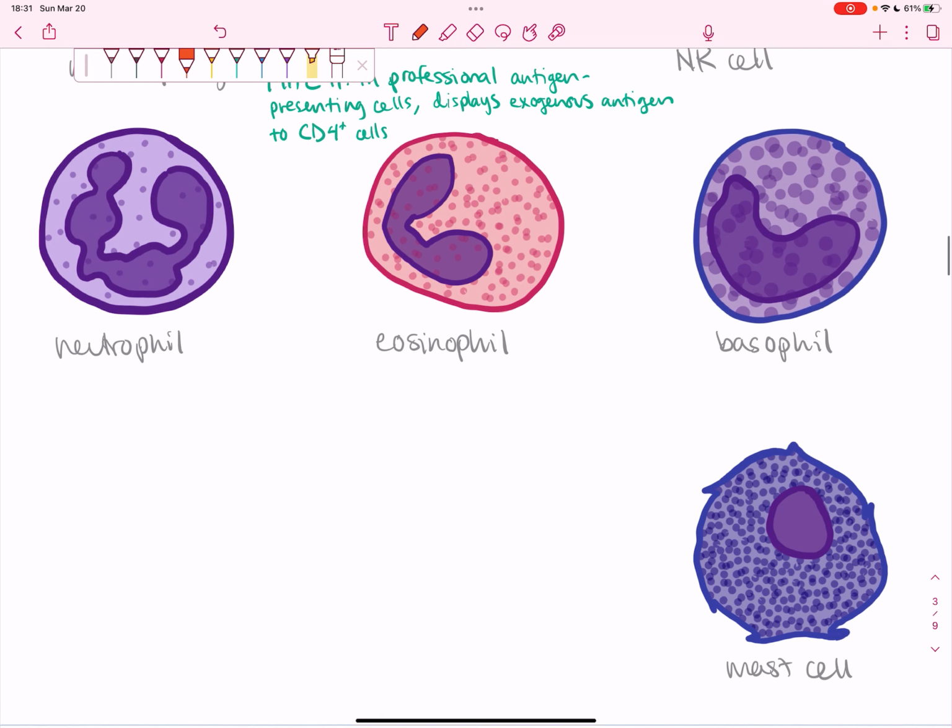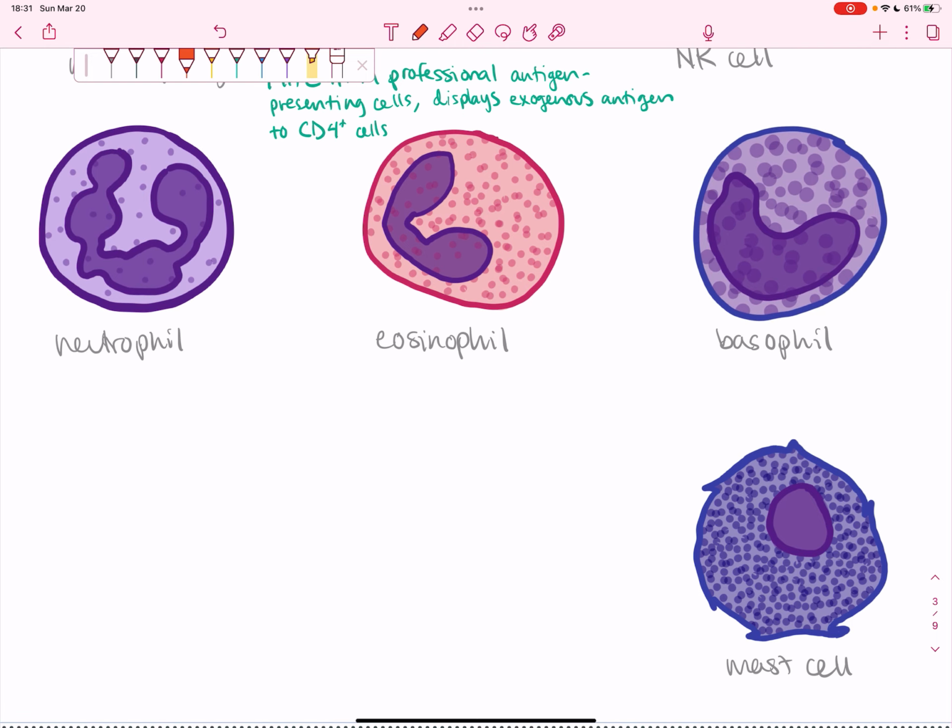Now we'll get into the granulocytes. So, granulocytes, as I mentioned, include neutrophils, eosinophils, and basophils, and mast cells are like a sibling of basophils.